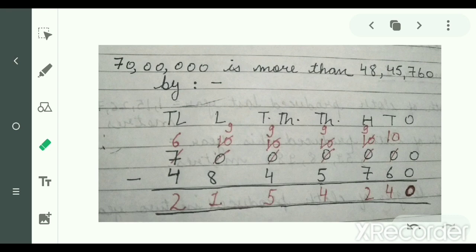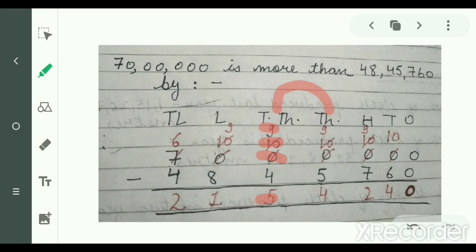So this 0 will become 10 here, as this 10 has given one borrow to the digit at the 1000 place. So this 10 will become 9 here. So 9 minus 4, this will be 5.